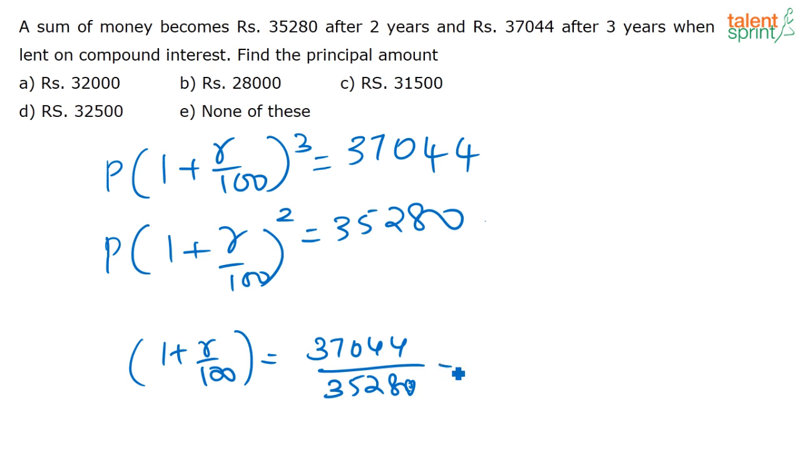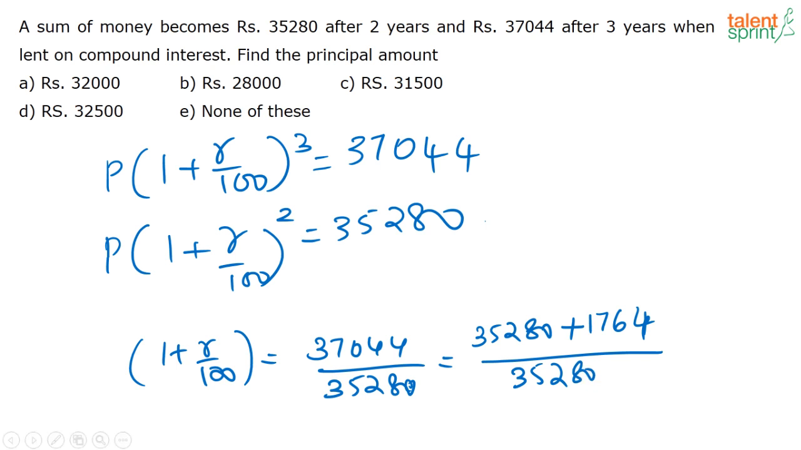So what I did here was split the top term 37044 and write it as 35280 plus 1764, divided by 35280. Basically I tried to bring the given numbers into the form 1 plus R by 100. So it is 35280 by 35280, that is 1, plus 1764 by 35280. And 1764 should divide directly here. Because it is a percentage, it was a guess, but it came out correctly. 1764 into 20 gives you 35280.